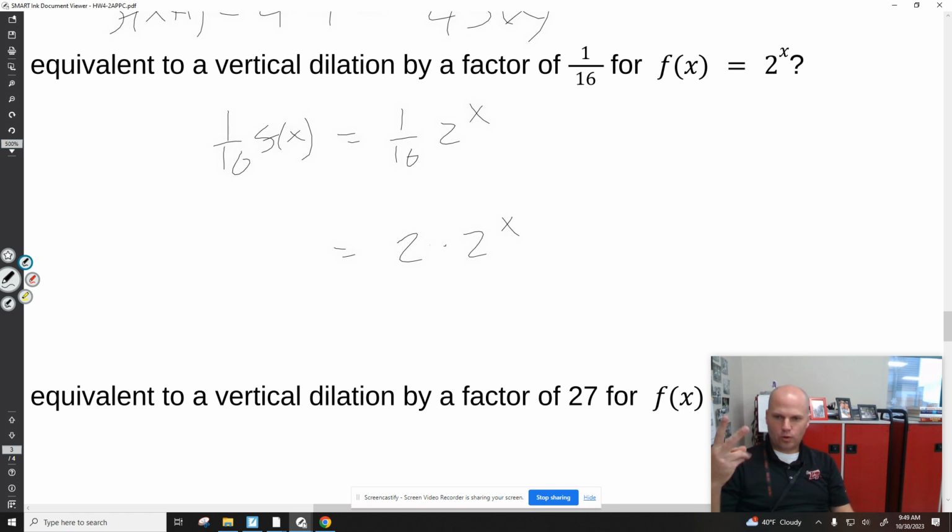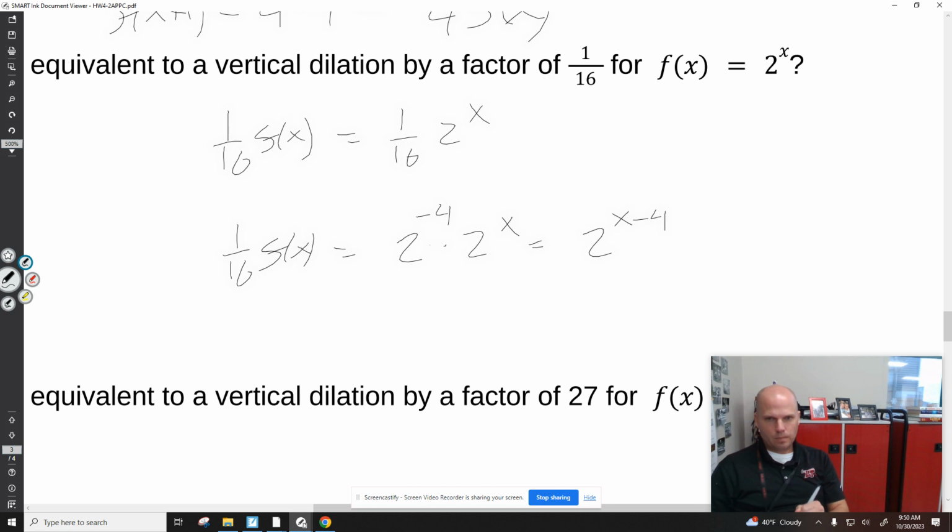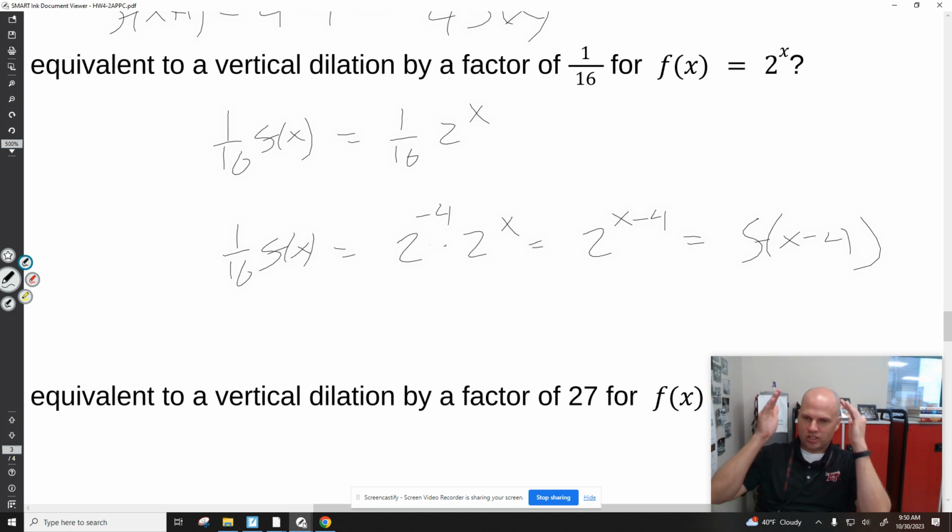Well, let's see. 2, 4, 8, 16. And this is the one I screwed up with. All right. 2, 4, 8, 16 is 4. 2 to the negative fourth is the same as 1 over 16. Okay, you got to figure that out first. And these are going to be tricky for you, I bet. Using an exponent rule, you can rewrite this as 2 to the x minus 4, which means this is equivalent to f of x minus 4, which is a horizontal shift right 4.